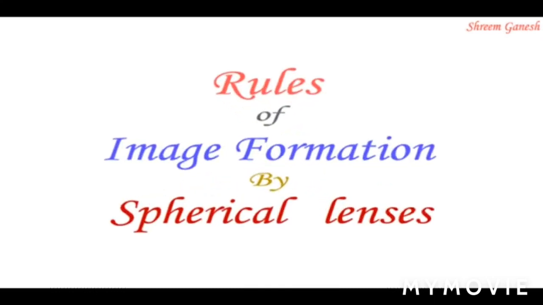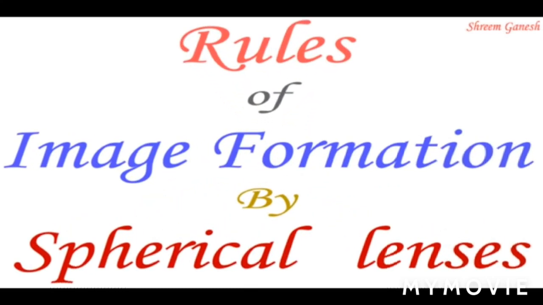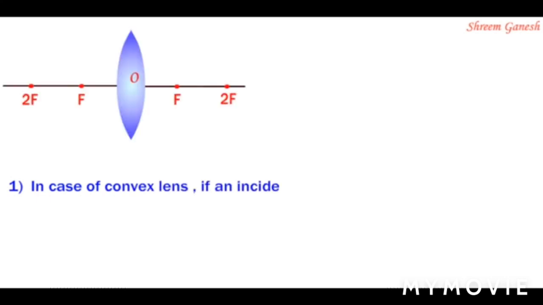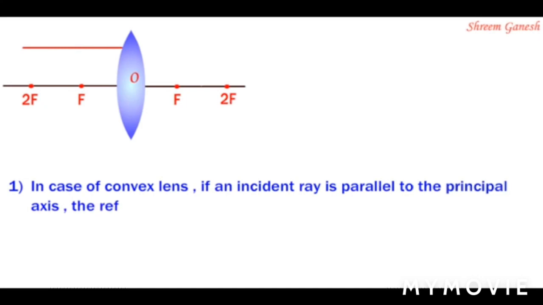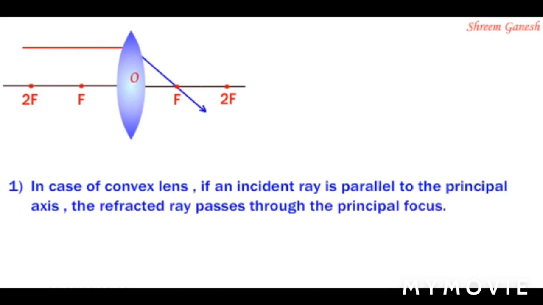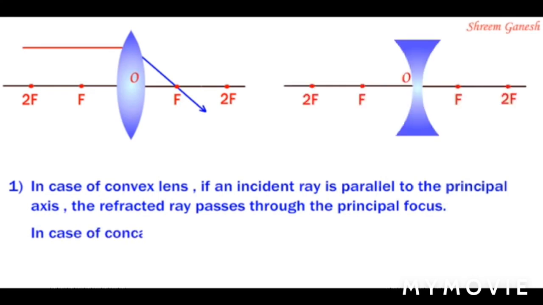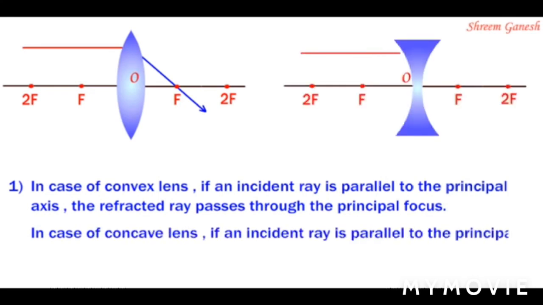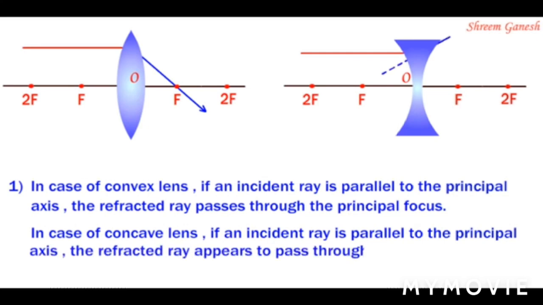Rules of image formation by spherical lenses. Number 1. In case of a convex lens, if an incident ray is parallel to the principal axis, the refracted ray passes through the principal focus. In case of a concave lens, if an incident ray is parallel to the principal axis, the refracted ray appears to pass through the principal focus.